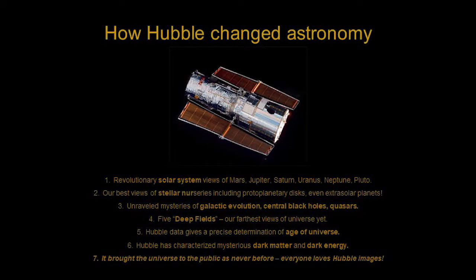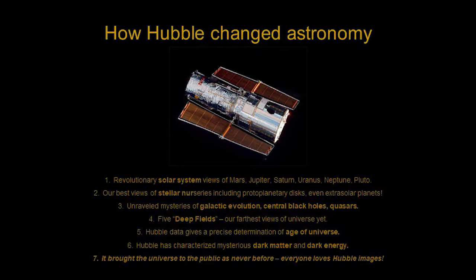So let's see if we can step back and say, what were maybe the major ways that Hubble's changed astronomy? Well, I came up with a few. You saw really some of our best views of the planets in our own solar system, short of sending a spacecraft out there, which is not trivial.